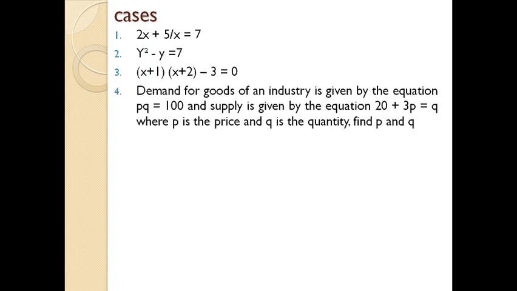Next question. Demand for goods of an industry is given by the equation PQ equal to 100 and supply is given by the equation 20 plus 3P equal to Q, where P is the price and Q is the quantity. Find P and Q. It's an application level question. Just go through it clearly. In this question it is given that demand of a good is PQ equal to 100 and supply is 20 plus 3P equal to Q.